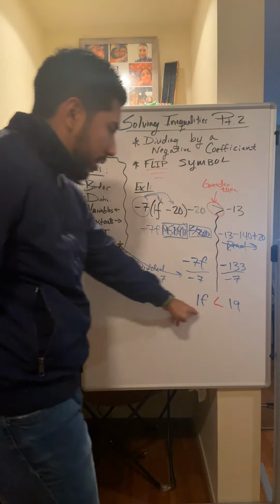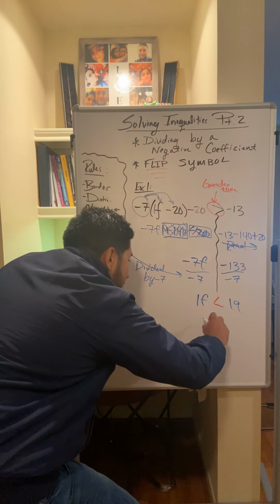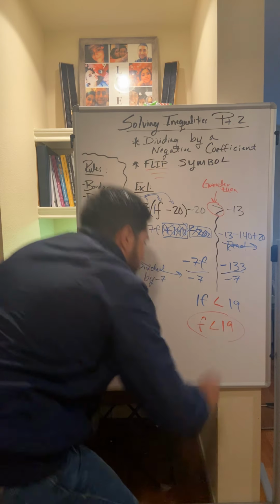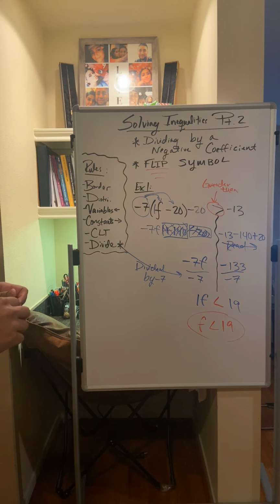Alright, remember I don't like my statement with that 1. Let's fix it. I got f is less than 19. And there we go. Looks good to me.